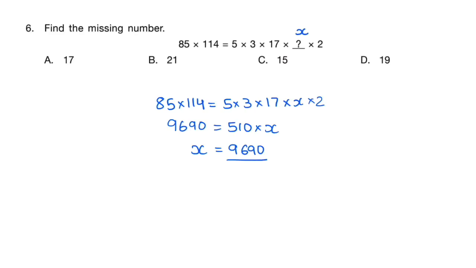9,690 upon 510. 510 went to the left side. So we will cut the zeros. 51 ones are 51 and 51 19s are 969. So x is equal to 19. Correct answer is option D.